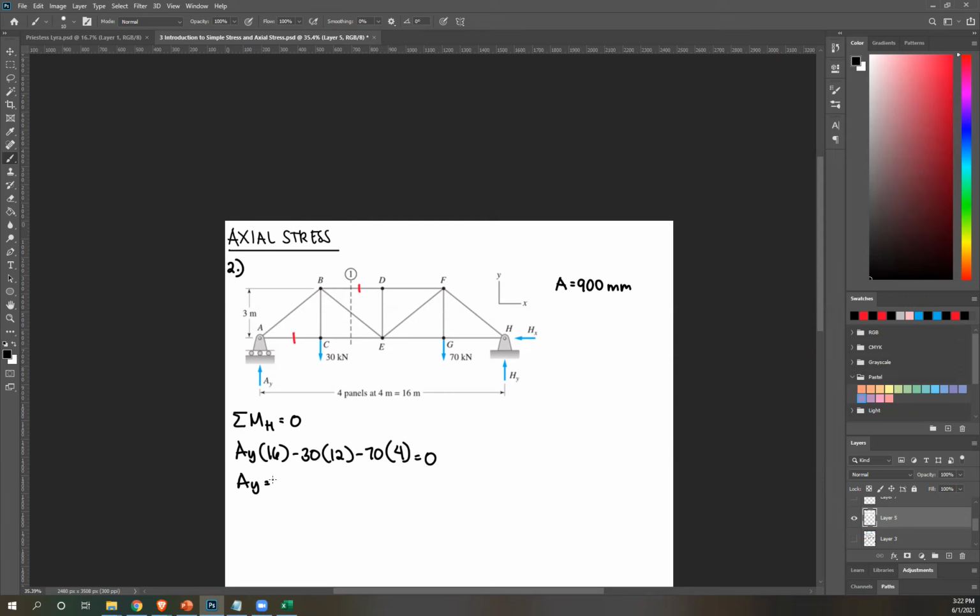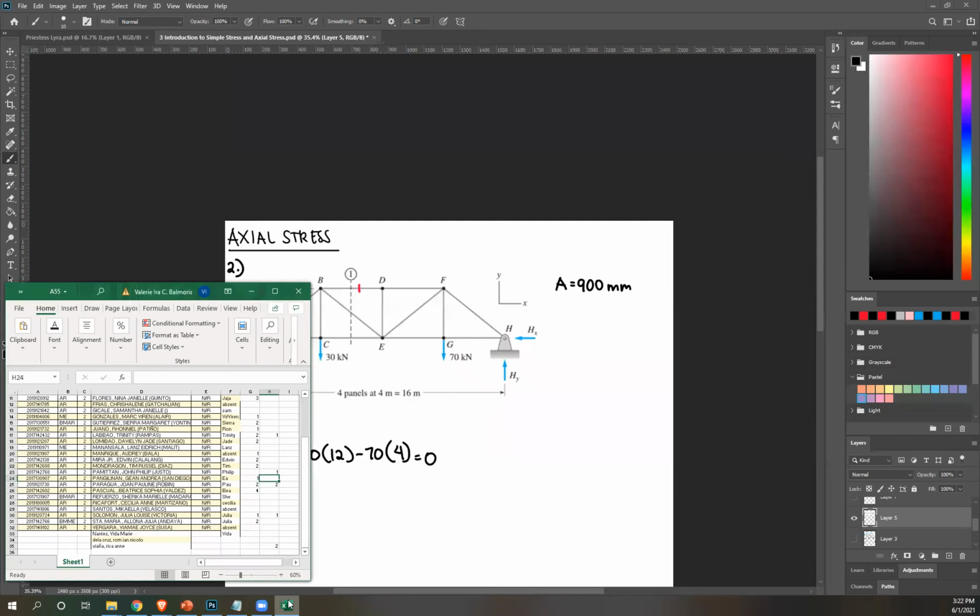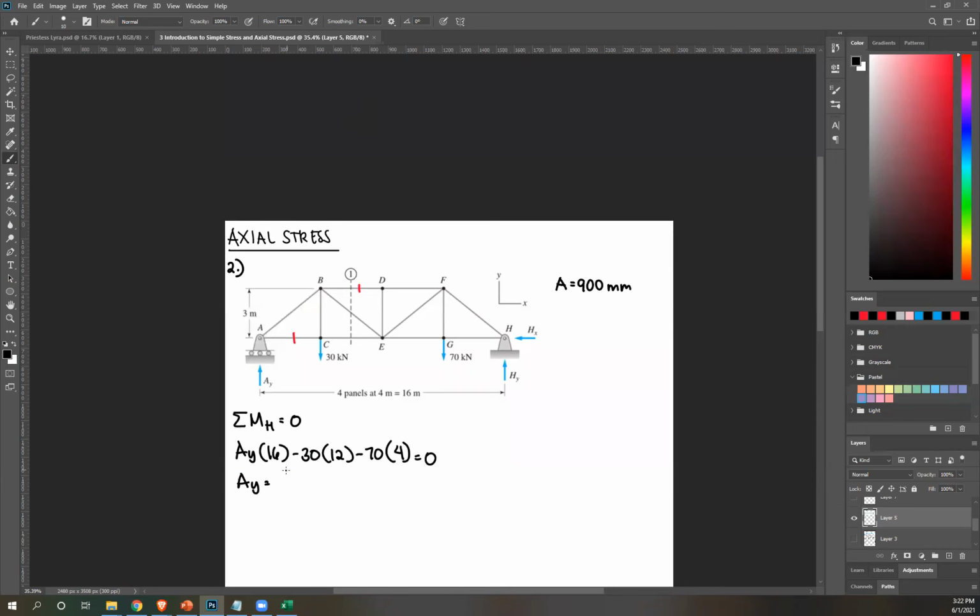Correct, Edwin and Audrey. Okay, 40. Positive 40. Therefore, correct assumption that AY is indeed upward. If you got a negative answer here, that just means your direction was incorrect. It would be downward. Okay.